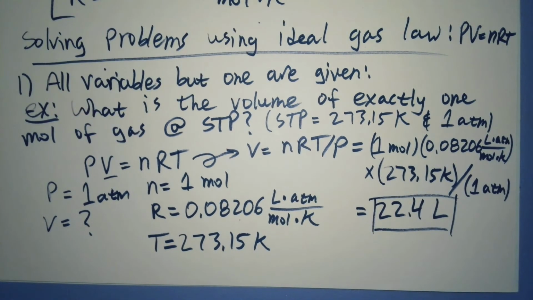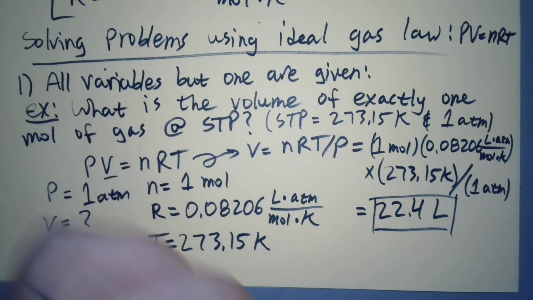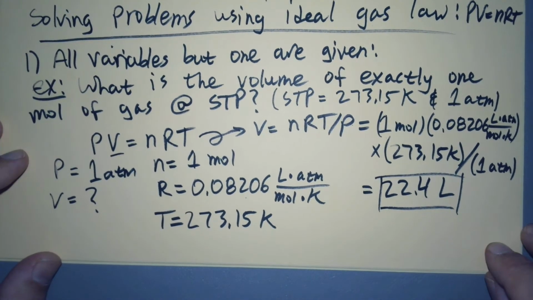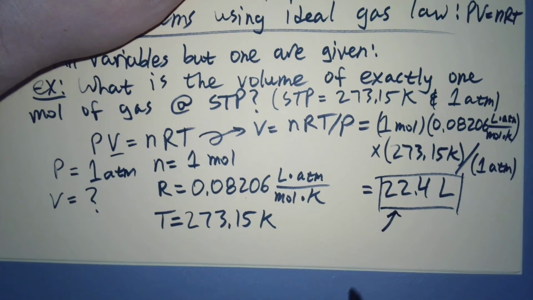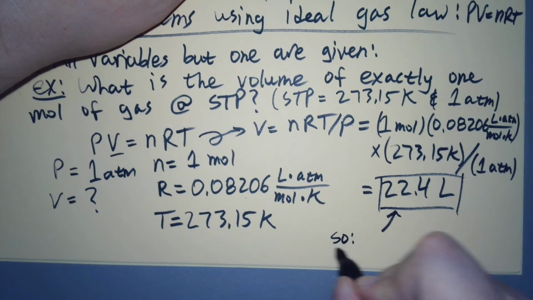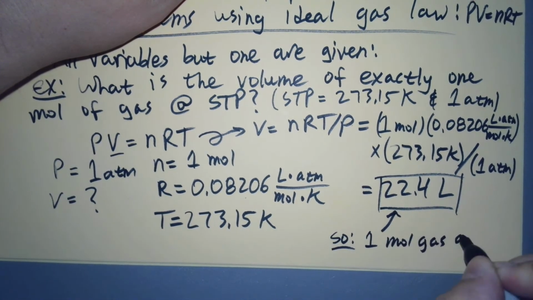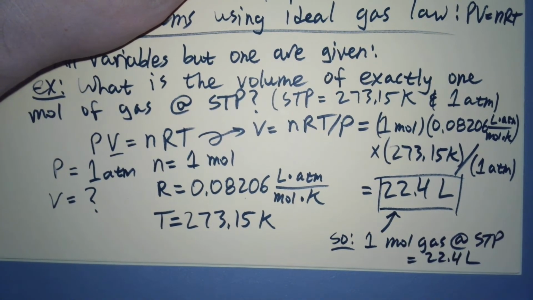Okay, so I think the book actually does this exact problem. So why did I do the exact problem as the book? Because I didn't feel like writing my own, obviously. No, there's another reason. This is a good number to keep in mind. So, 1 mole of gas at STP equals 22.4 liters.